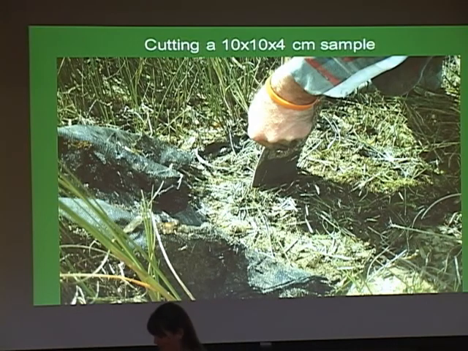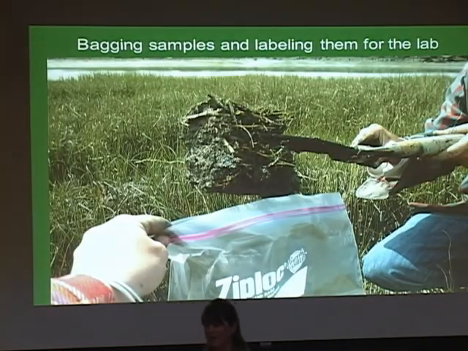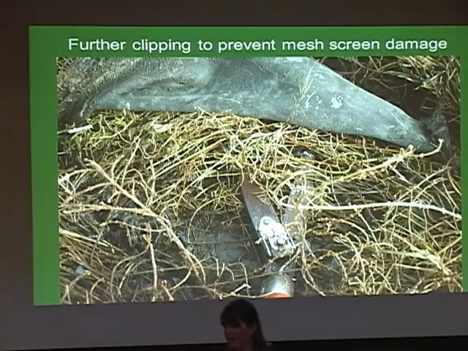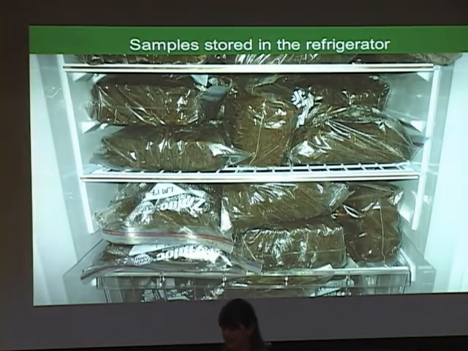And then we removed the chunk of soil and put them in labeled plastic bags. And then we had to do some maintenance of reclipping the vegetation to make sure that the screens wouldn't have holes. And we replaced any of the lawn staples or replaced screens as needed so that we could keep going back every year and test the longevity of the seed bank. Samples were stored in the refrigerator.